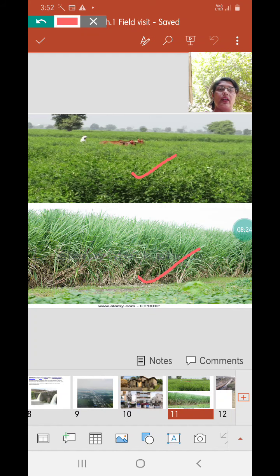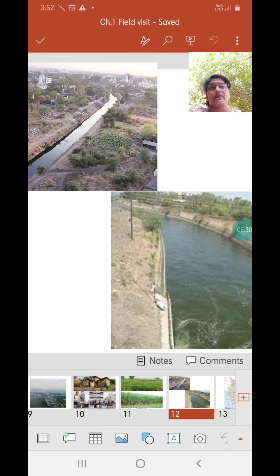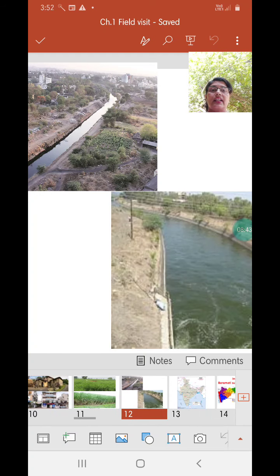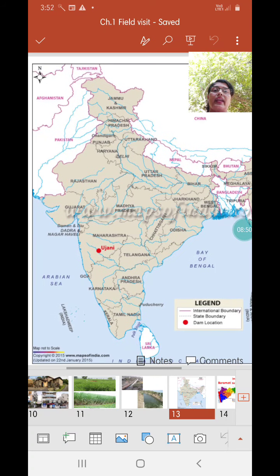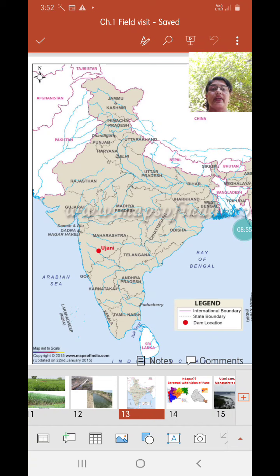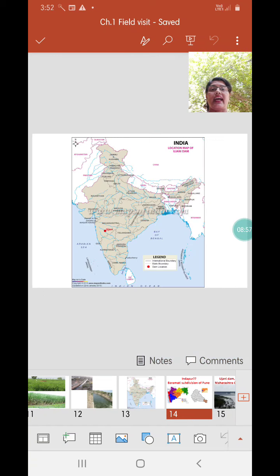But on the way they also noticed a huge canal, as is visible in Solapur and Pune all along the road. So they realized this canal, and therefore they guessed that probably canal irrigation is carried out here in Maharashtra, that is in Solapur and Pune, especially for the growth of crops. On the way they also came across Ujni Dam. The teacher brings their attention to Ujni Dam.